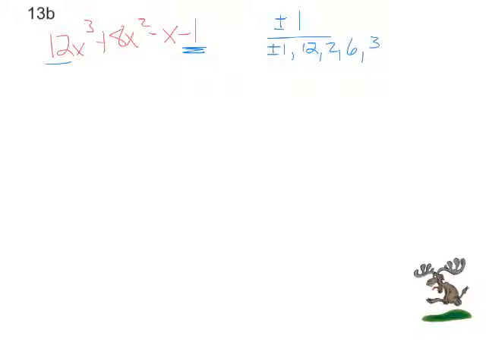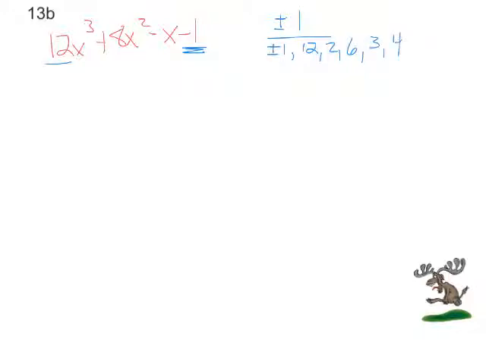Okay, 13b, we're doing the same thing, except they don't tell us any of the solutions. They give us the equation 12x cubed plus 8x squared minus x minus 1, and they tell us that all the solutions are rational and between plus and minus 1. So this is a rational root theorem. We write out all of the factors of the last term, which are just 1, and all of the factors of the first term, which would be 1, 12, 2, 6, 3, and 4.